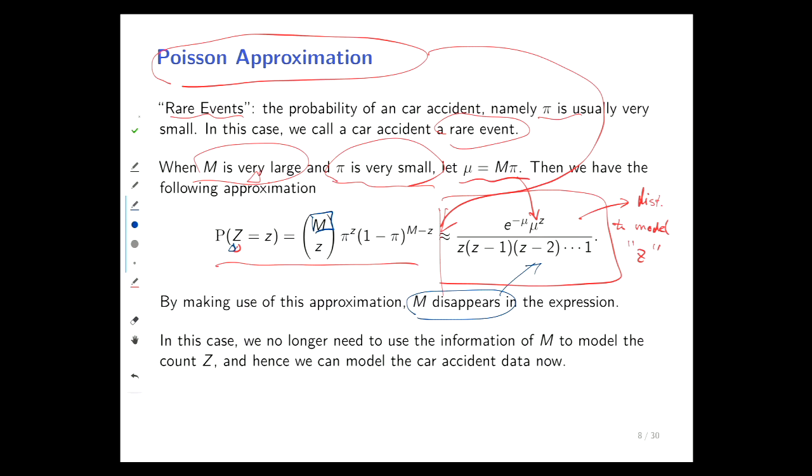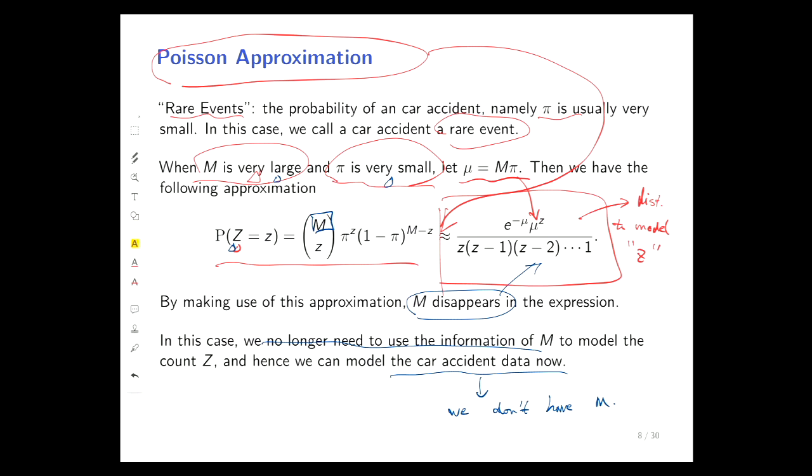What we need to know here is that if M is really large and also the probability is really small, we are not going to have M in the expression of the distribution. That's the advantage of this Poisson approximation. In this case, we no longer need to use the information of M. That might be helpful for us to solve the problem for the car accident data, because in the data we do not have M.